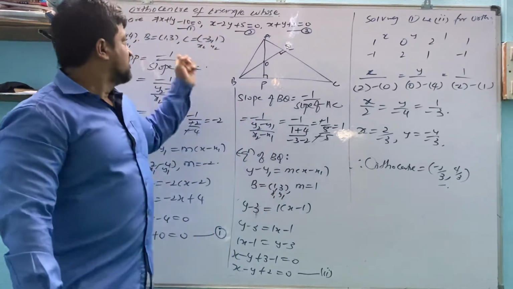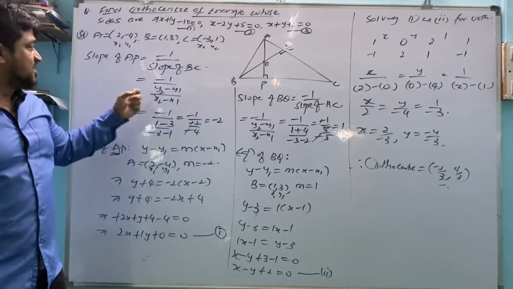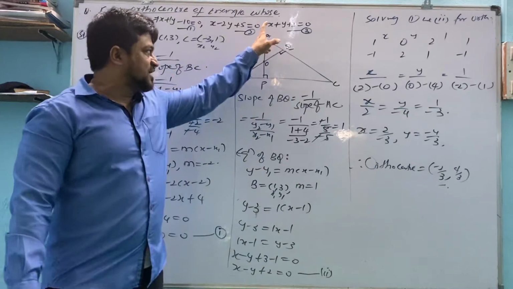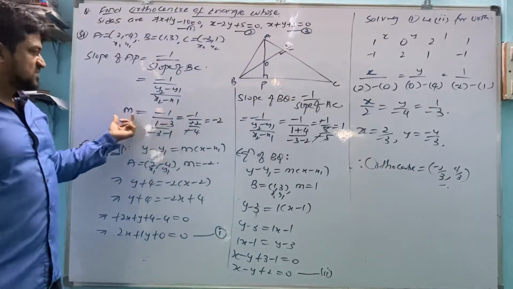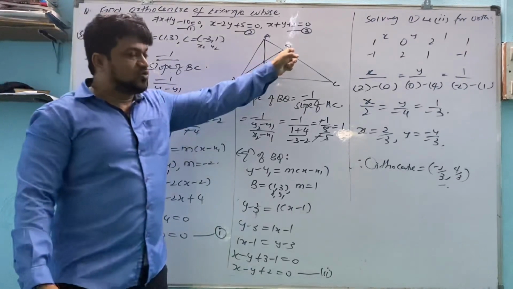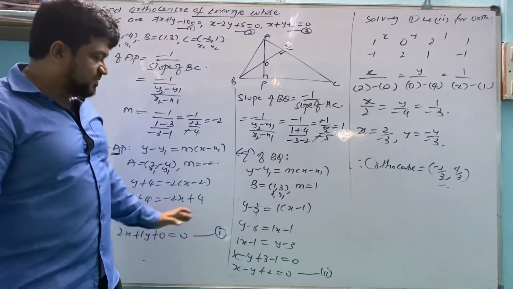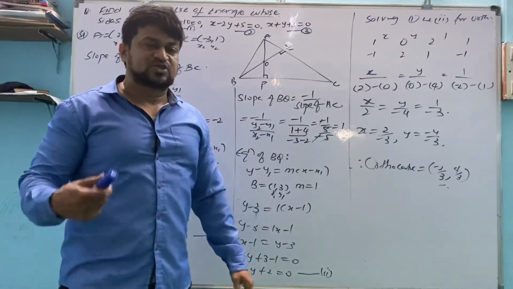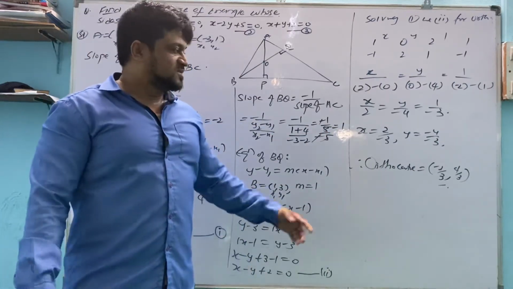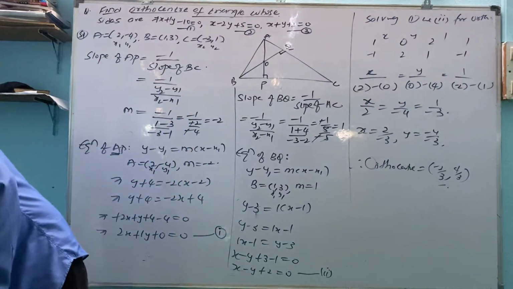First, to get A, B, C, you solve the equations. After getting A, B, C, you find the slope of AP, which is minus 1 by slope of BC, because AP is perpendicular to BC. Once we have the slope value, we get the equation of AP, then the slope of BQ, then the equation of BQ. The equations of AP and BQ are solved to get the orthocenter. Practice this one and try two questions.